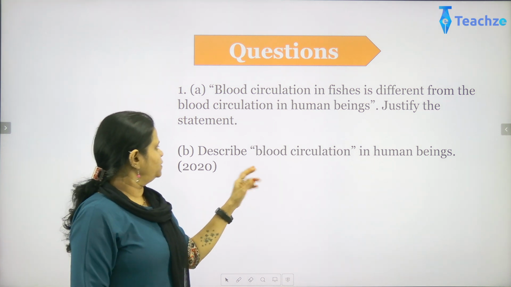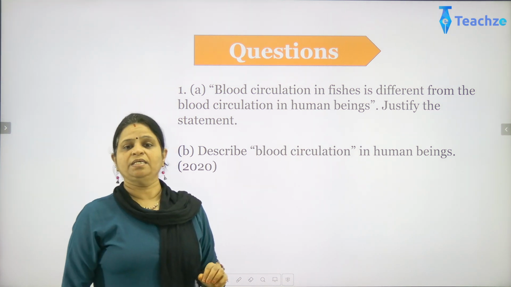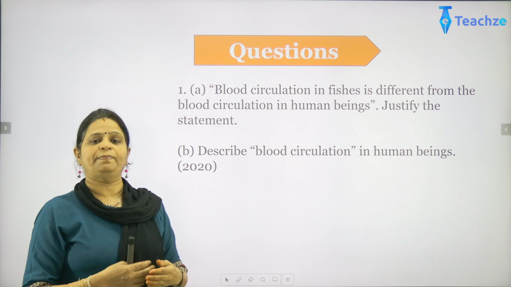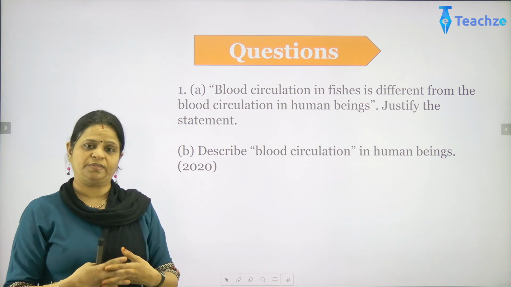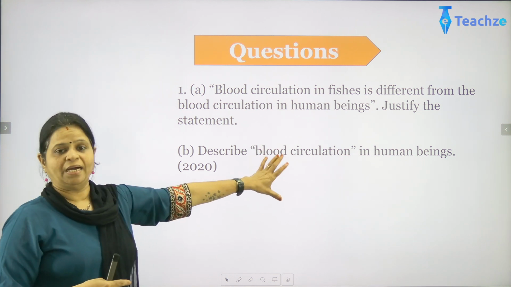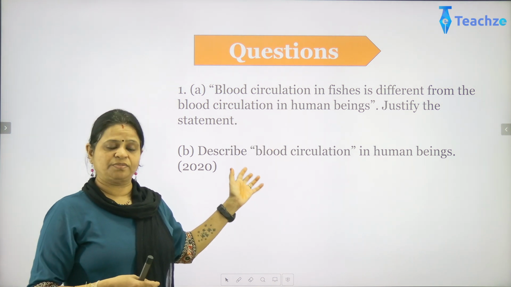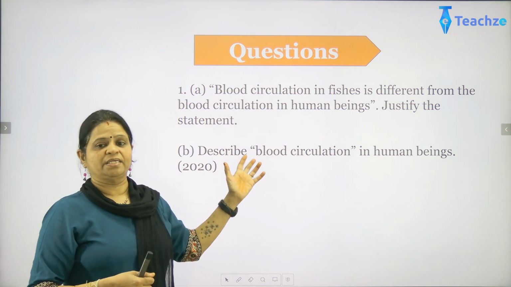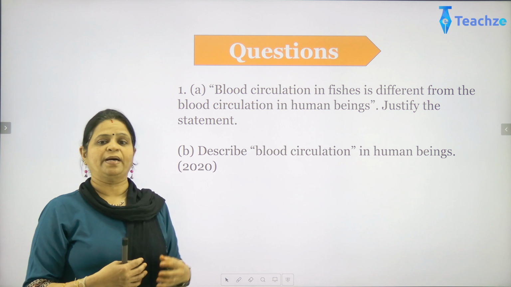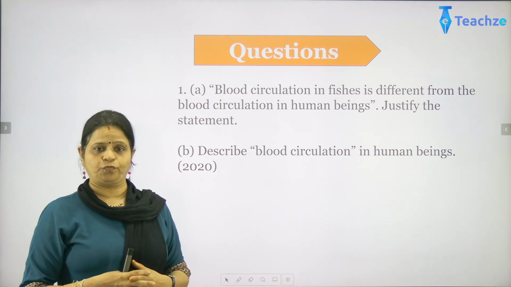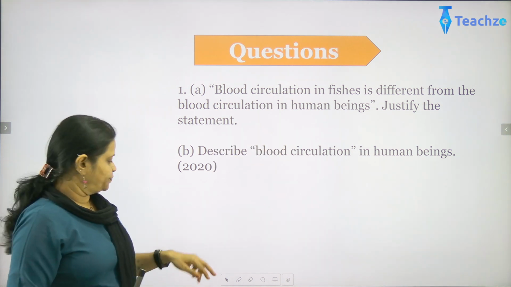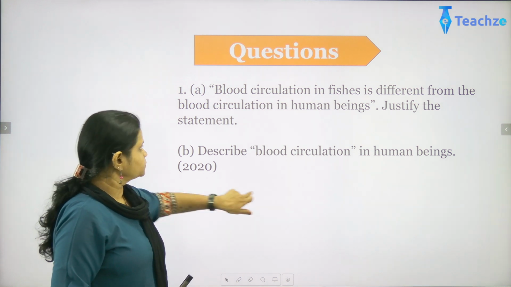Coming to the second one: describe blood circulation in human beings. You give the pathway of the circulation of that particular blood, how it enters, how it leaves through the pulmonary arteries, how it goes to the lungs and then gets back to the heart. The entire direction and flow you can give here. Coming to the next one.